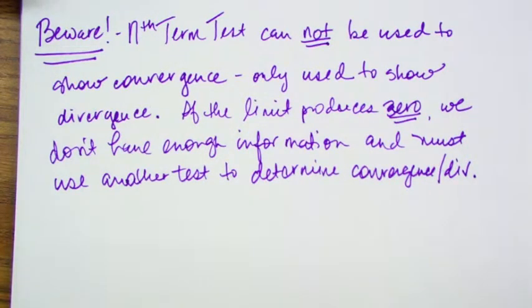So one more time, nth term test cannot be used to show convergence. It's only used to show divergence. If the limit produces a value of 0, we don't have enough information and must use another test to determine convergence and divergence.